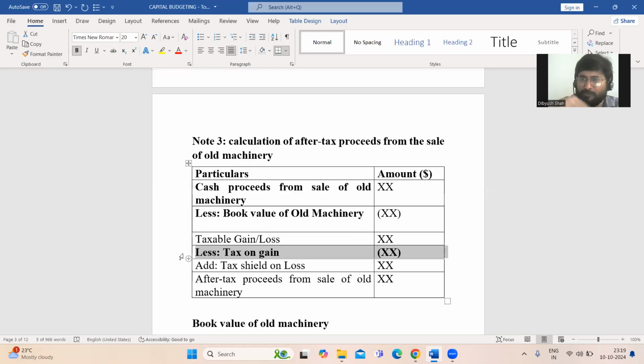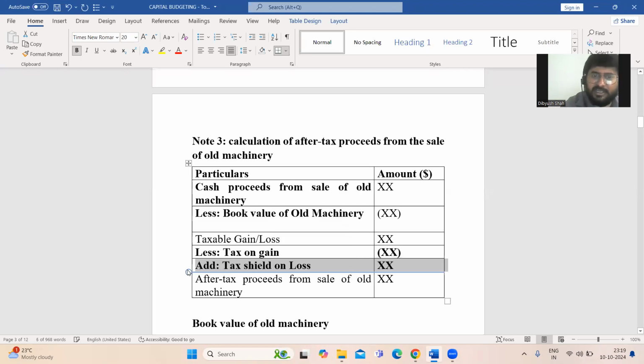Of course, government will not give you cash. You will get a benefit of this in the future taxes payable. So you will get a tax shield on loss. Remember, tax on gain reduces the after tax proceeds, because some amount of cash will be taken by government, but tax shield on loss increases the after tax cash inflow, because some amount of money will be inflow from government as a form of tax rebates in the future year. This is how you calculate after tax proceeds from sale of old machinery.